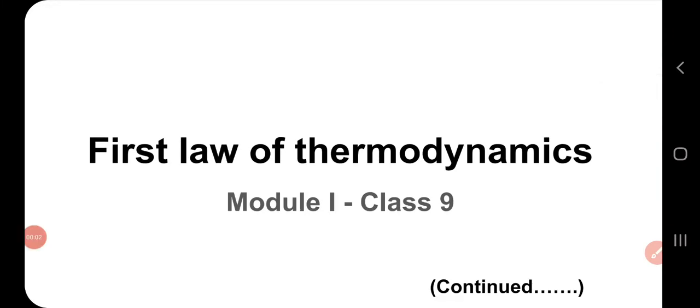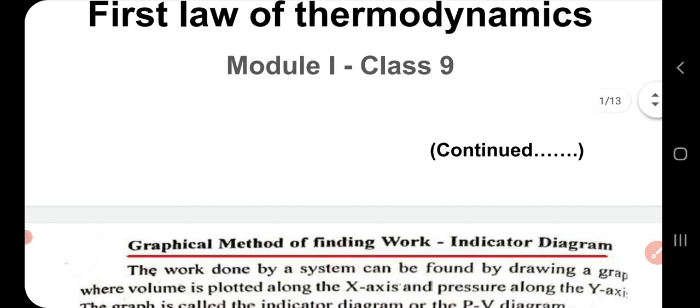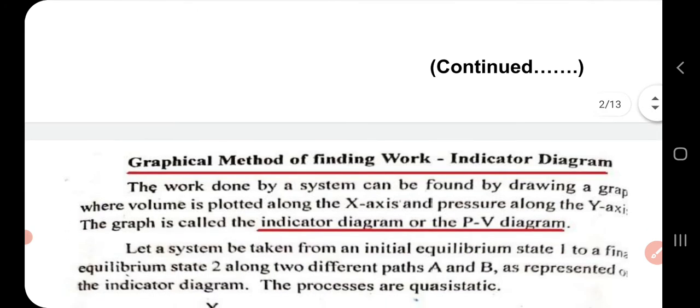Good morning. Now this is the continuation of our last class on the first law of thermodynamics. In this class we will learn about the indicator diagram and work done during isothermal expansion and adiabatic expansion of an ideal gas. So let us begin with the indicator diagram.